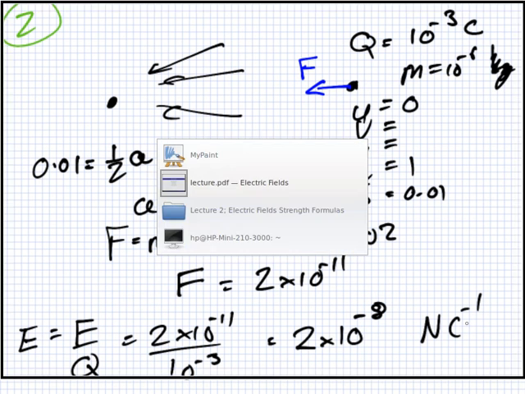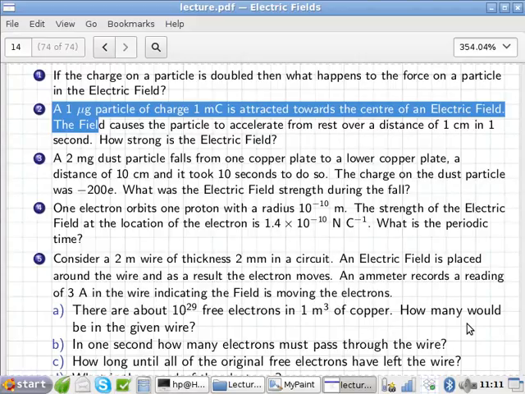Let's see now. Question 3. A 2 milligram dust particle falls from one copper plate to a lower copper plate, a distance of 10 centimeters, and it took 10 seconds to do so, and the charge was minus 200 electrons. Constant. What was the electric field strength during the fall?